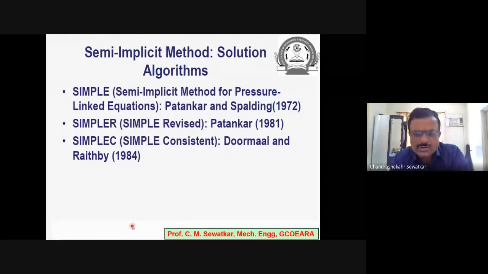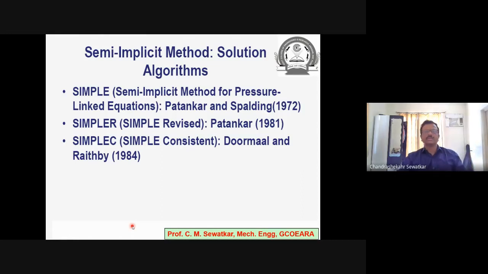This particular methodology, which I have just talked about, is called SIMPLE, and the algorithm based on this methodology is called the SIMPLE algorithm. It is semi-implicit method for pressure linked equations. The pressure is linked here to that of the velocity. In the beginning, we have seen that if we make use of a co-located grid, my pressure is delinked. SIMPLE does not mean simple. SIMPLE means semi-implicit method for pressure linked equations.